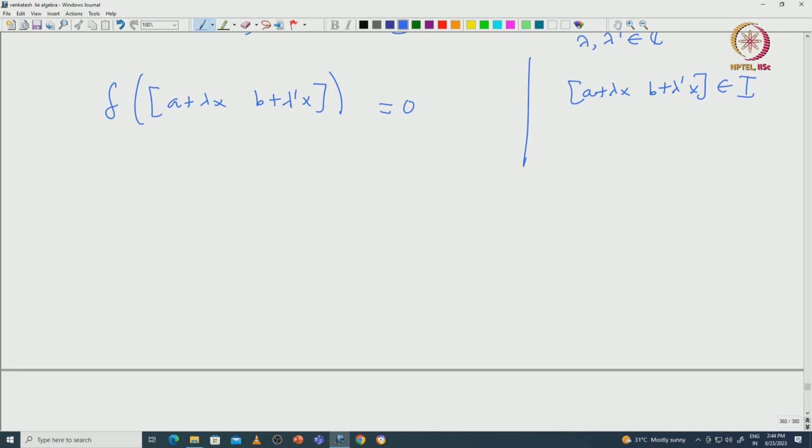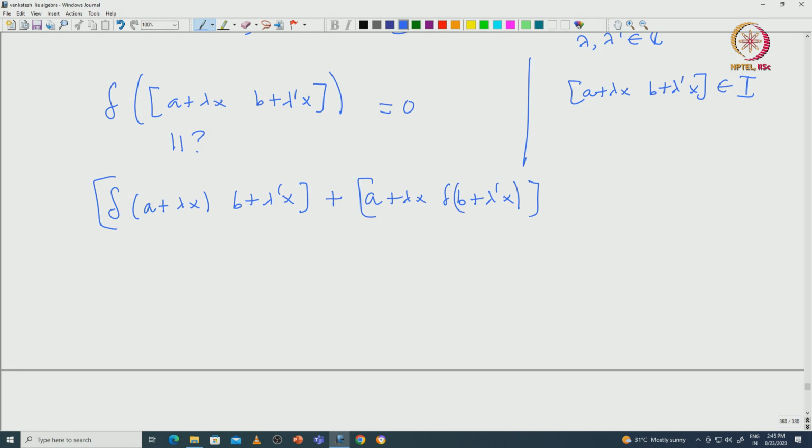So, to prove it is a derivation, we need to check that this is also equal to delta of a plus lambda x bracket with b plus lambda dash x, plus a plus lambda x bracket with delta of b plus lambda dash x. So, this is what we need to check. So, let us compute this right hand side separately. If you compute the right hand side separately, then what do you get?